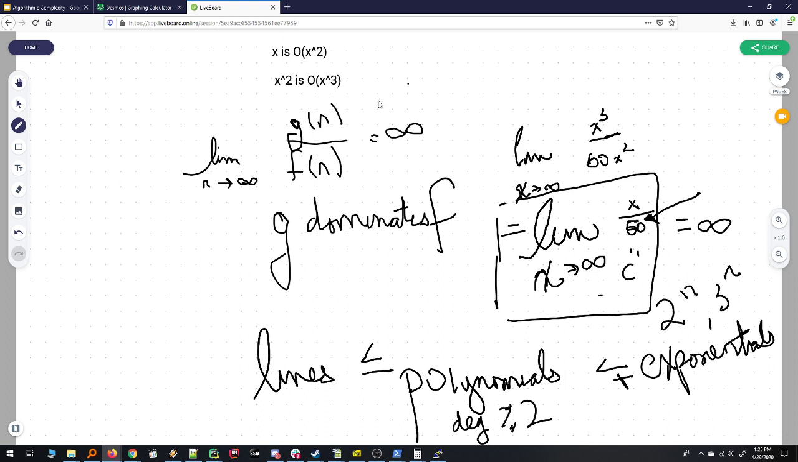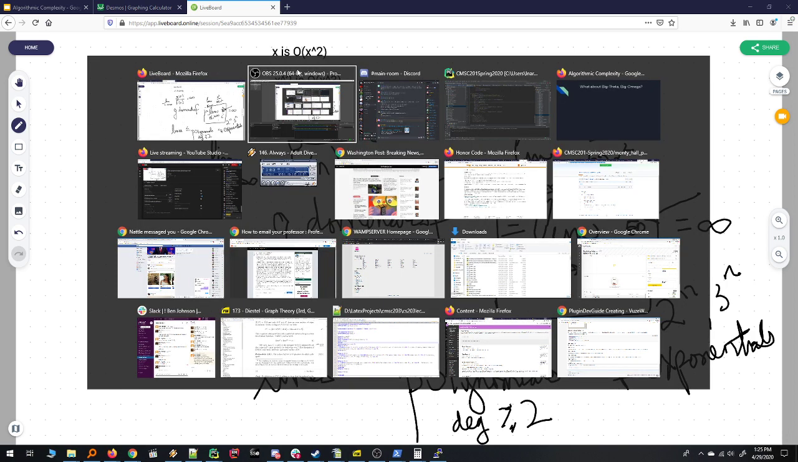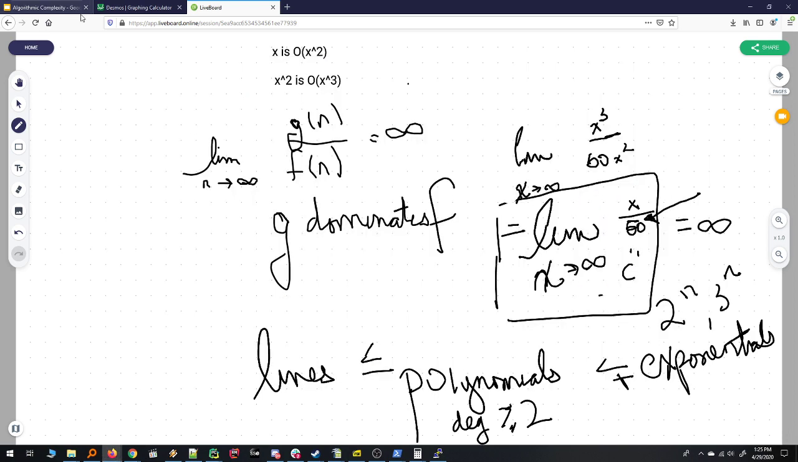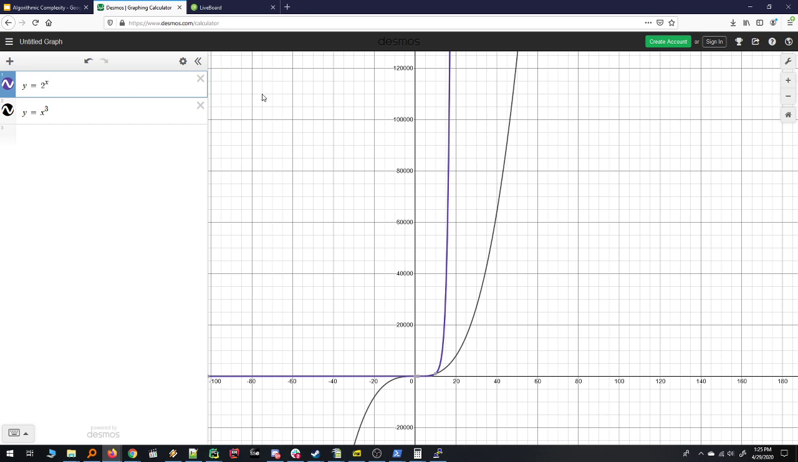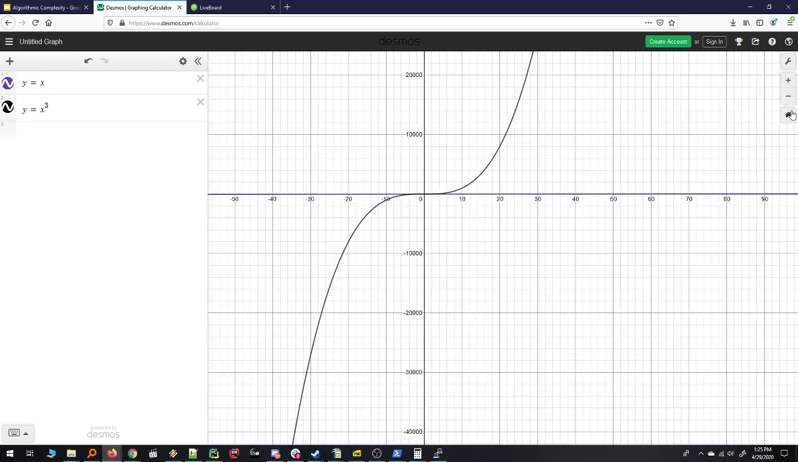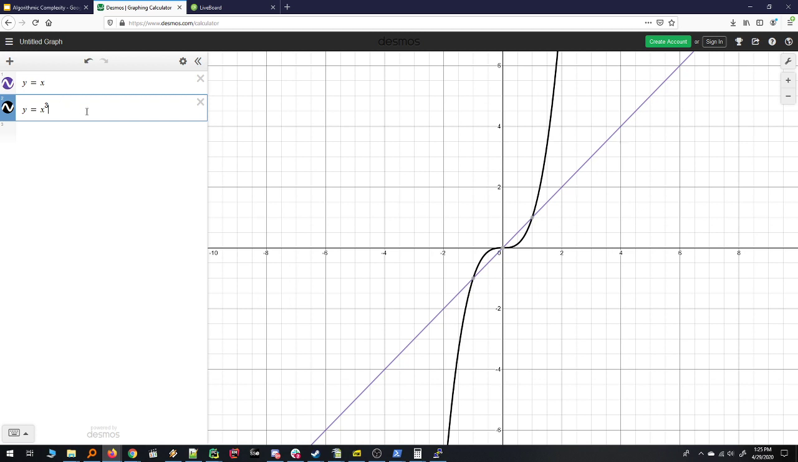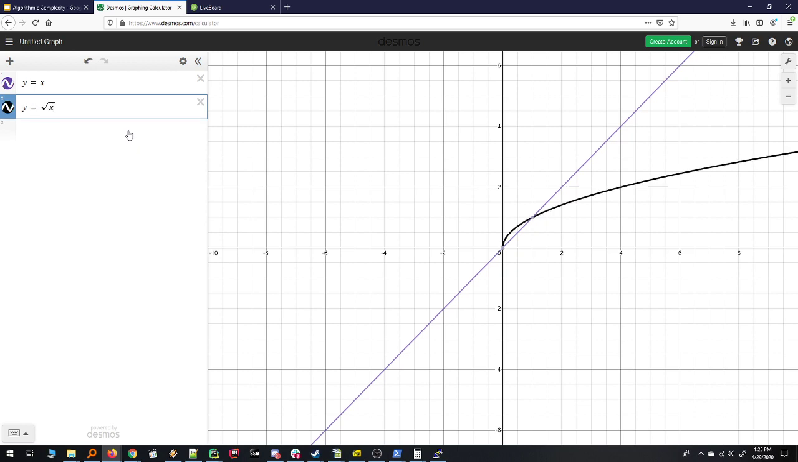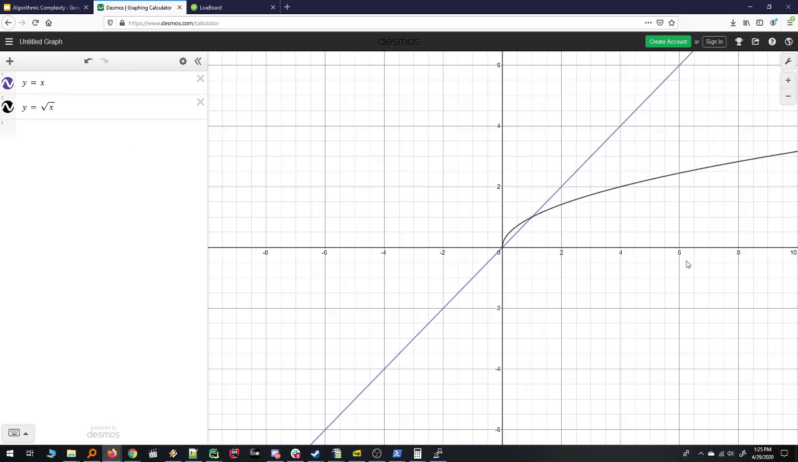Okay, so what is better than a line, right? So let's look at things that are better than lines. So let's graph a line. So the purple thing will be a line. So now we have to reset our, there we go. Why don't we try the square root of x? Now, what about square root of x?